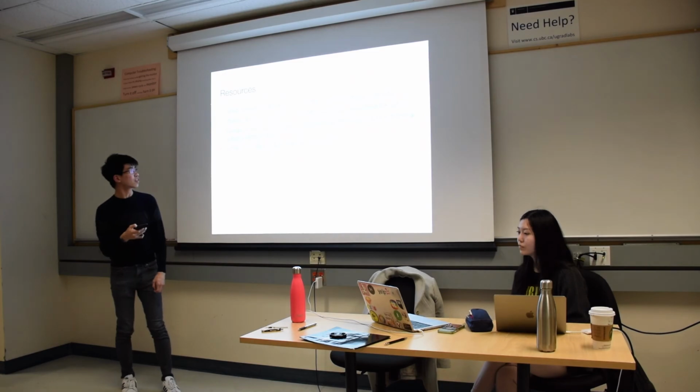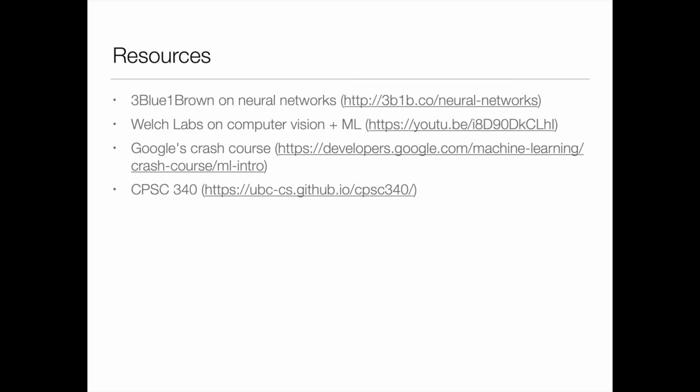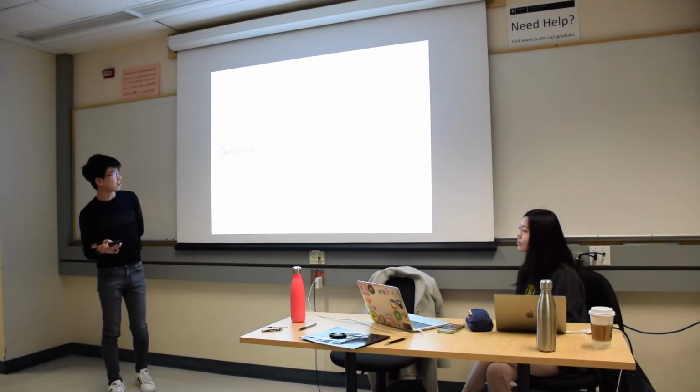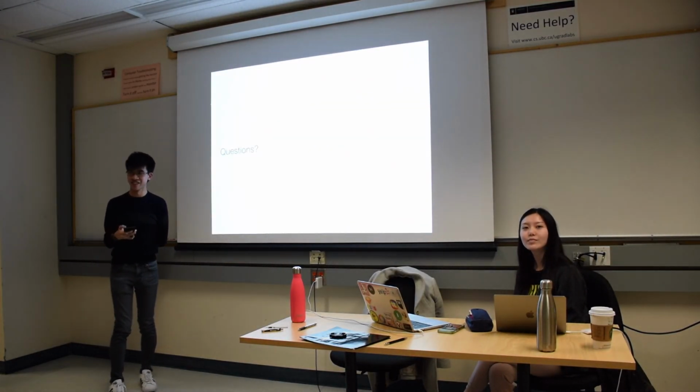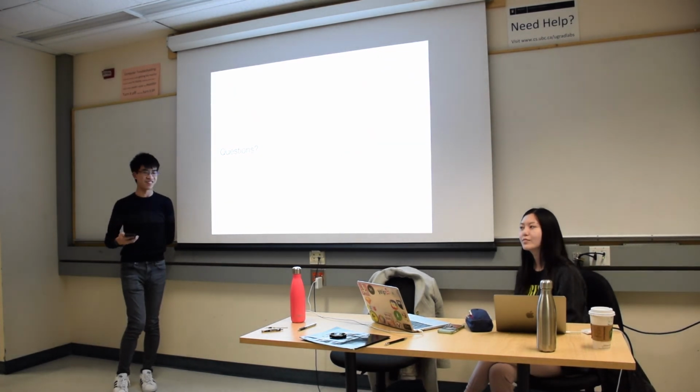Yeah, so if you go to the slides, here are a few things that I think are excellent introductions to machine learning. A couple of YouTube playlists that are really good at introducing neural networks and computer vision. Google has a course on machine learning too, and of course, if you're a UBC student, you should definitely try to get into ComSci 340. It's a great overview of ML too. That's the end of my talk, so hopefully it was interesting, and I'm happy to take questions.